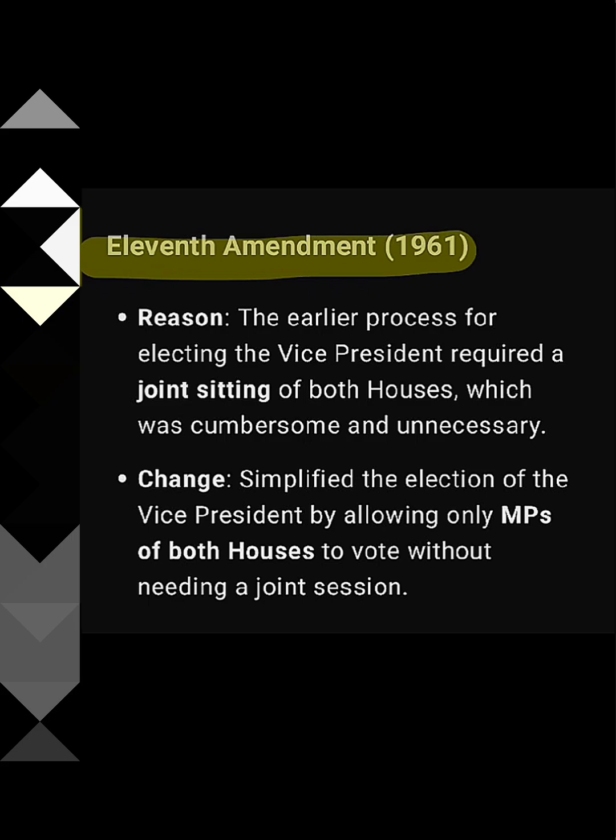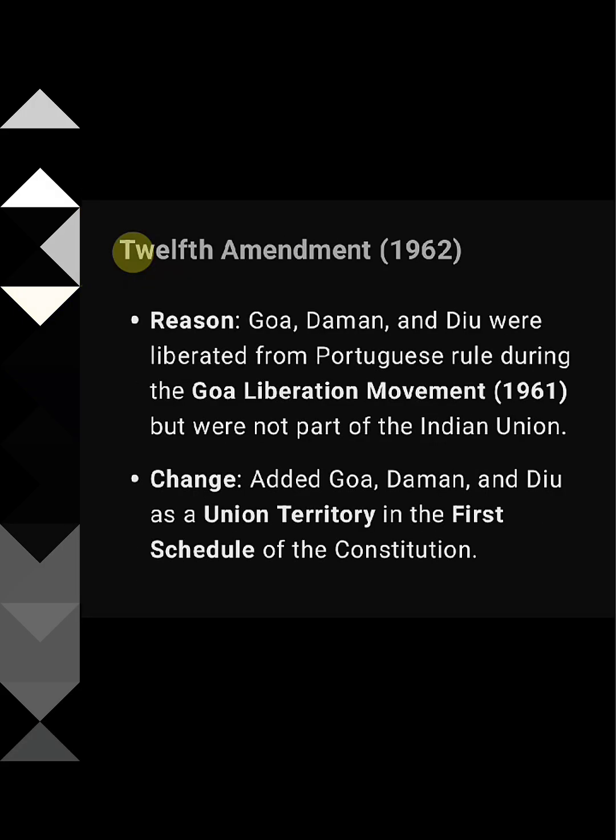So the government tried to simplify the process, and they said that now there will be no provision of a joint sitting. Rather, MPs would vote in their respective houses. So it was the 11th amendment which simplified the process of election of the Vice President. The next amendment we have is the 12th amendment.